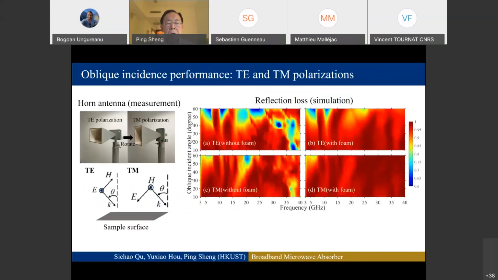And so here we show you the oblique incidence up to 60 degrees. I'm not going to dwell on this, but you can see at 60 degrees for TE polarization at the low frequencies, it can be poor. It can drop down to something like 60%. But the high frequency is still good with the foam. Without the foam is not so good. But the TM is pretty good. So even up to 60 degrees is not too bad.